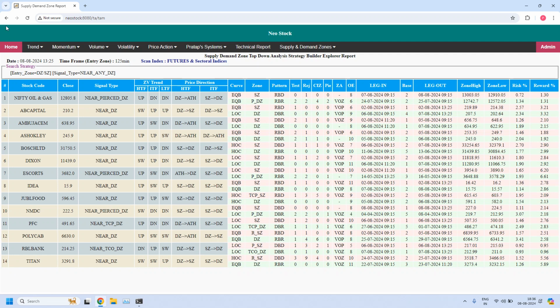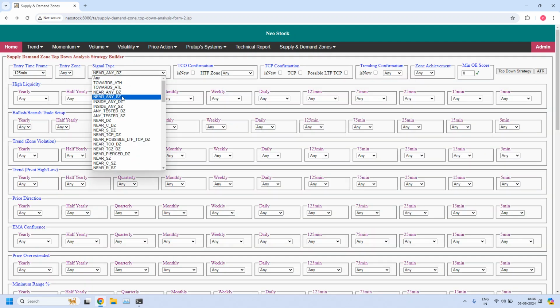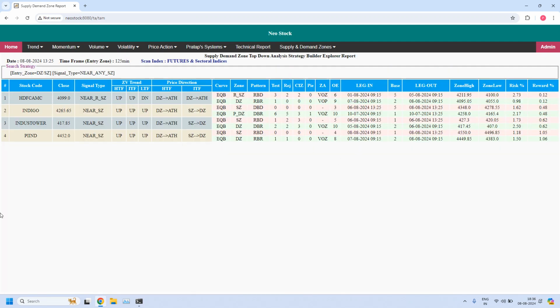Okay, the next report is for 125 minutes time frame. Let us find the stocks near 125 minutes supply zone. 4 stocks are filtered.